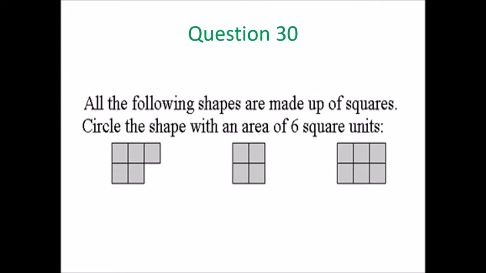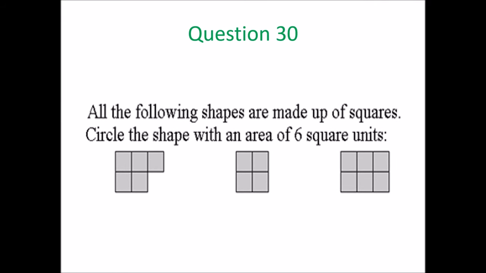All of the following is made up of squares. Circle the shape with the area 6 square units. Wait on it. Yeah, 6 of them in that last one.